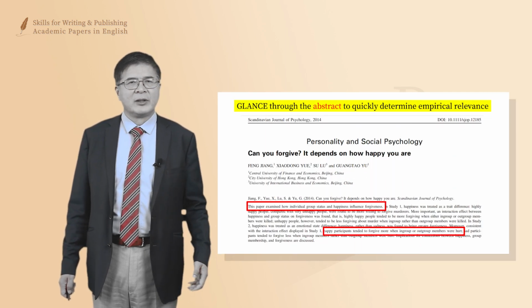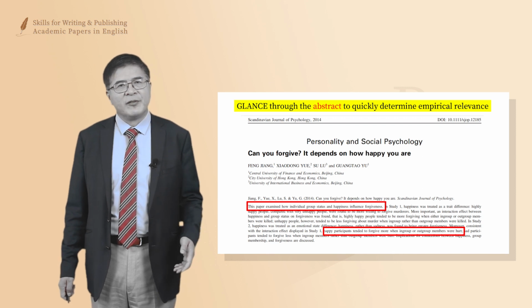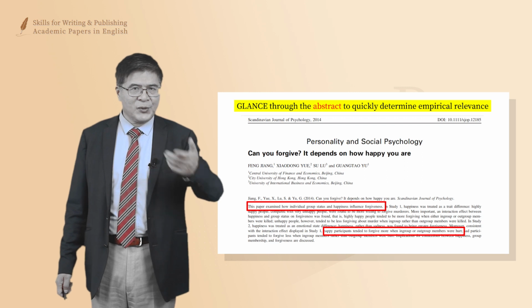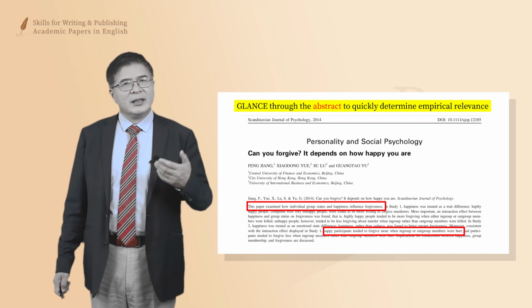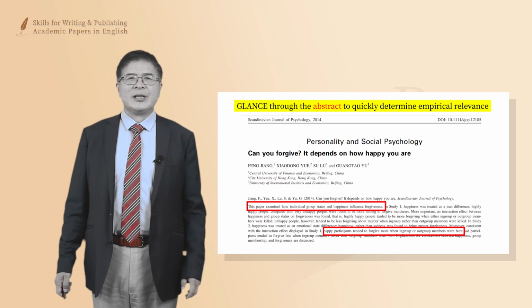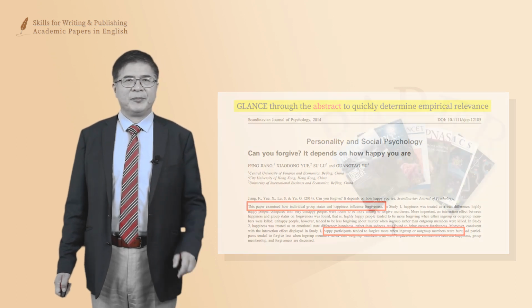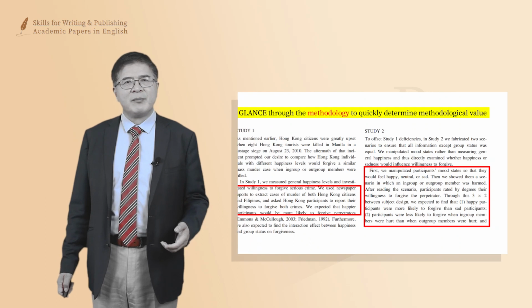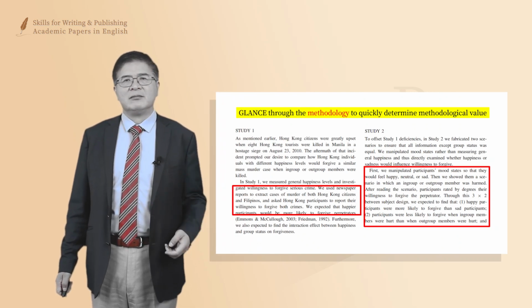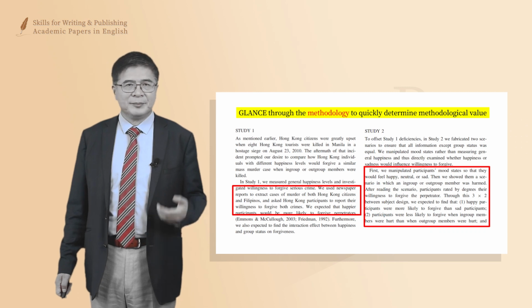All right, let's have an example of a glance through the abstract. Now, here is an article I published before. It's called "Can You Forgive? It Depends on How Happy You Are." And if you think this is something that may be useful in your present writing, you will decide to read further. And next, you glance through the methodology to quickly determine the methodological value.